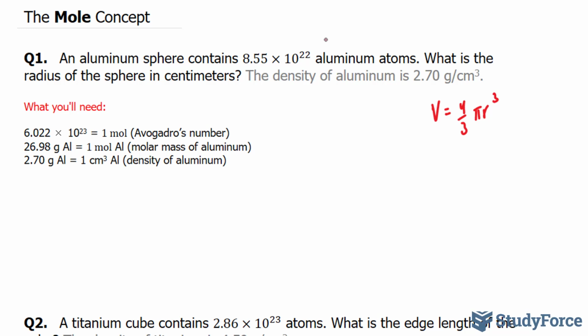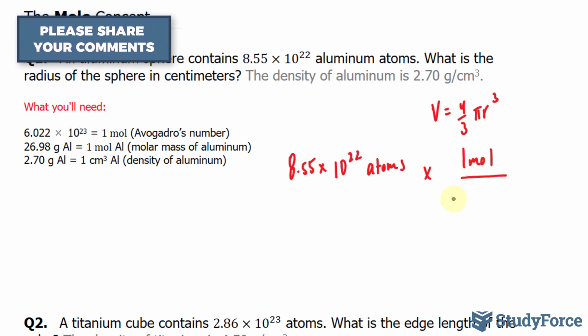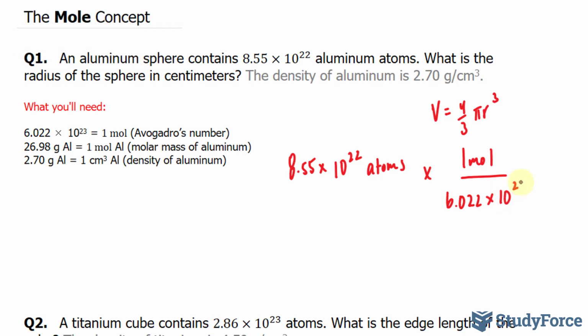number. So if I take this number right now and use this relationship, I can find out the number of moles. Here's how. Let's take the number 8.55 times 10 to the power of 22 atoms and multiply it to 1 mole over this number, 6.022 times 10 to the power of 23 atoms.